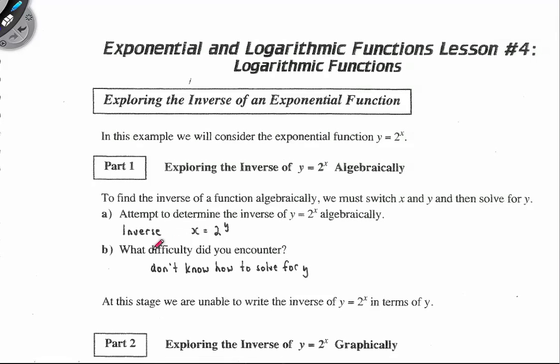Now, what are we asked to do here? Attempt to determine the inverse of this, and we get this. Now, typically we solve for y, so we go y equals, or what do we do to get this off the exponent and written just as a variable? A little bit of difficulty. Basically, we don't know how to solve for y. So we are actually unable to write the inverse in terms of y. We can rearrange the x and y, but that's as far as we get.